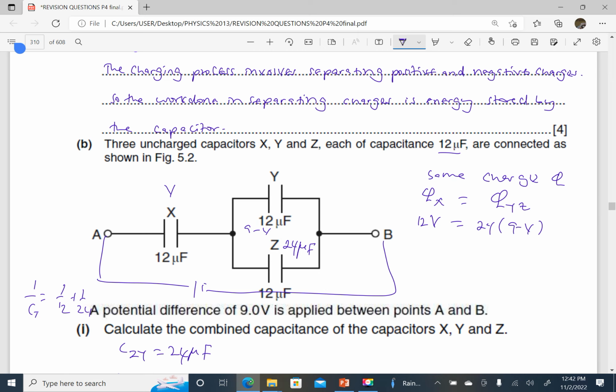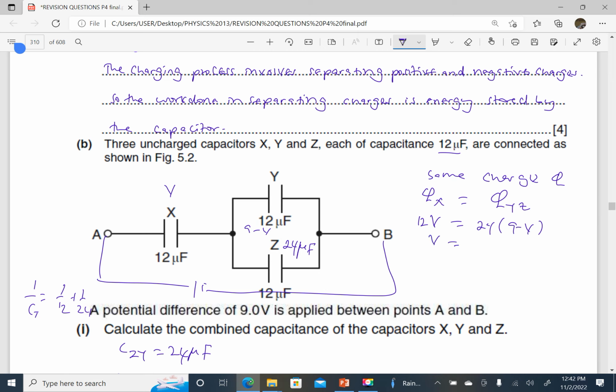So we have 12V equals 24 times 9 minus V. We can reduce by 12, so V equals 2 into 9 minus V. This gives V equals 18 minus 2V. So 3V is equal to 18 and V is equal to 6 volts. That means the PD across 12 is still 6 volts. So the answer here is 6 volts using two methods. You can choose one.